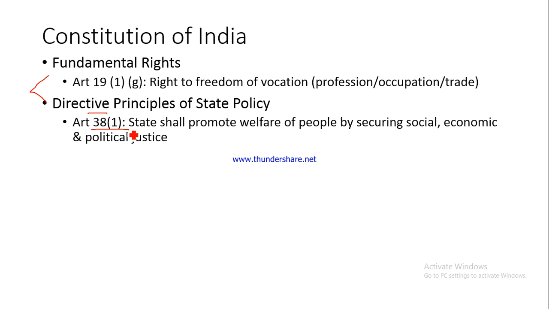Article 38(1). State shall promote welfare of people by securing social, economic and political justice. So the state, and what do we mean by state? By state we mean the whole system. By the government we mean the government. So the government shall try to promote the welfare of people by securing social, economic and political justice. You have been given political justice. You can access political justice.